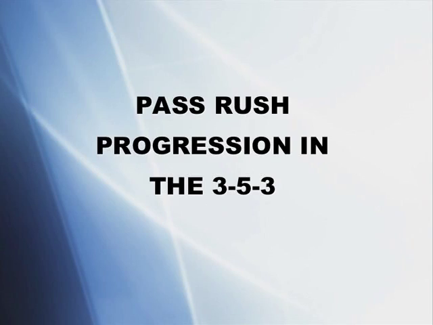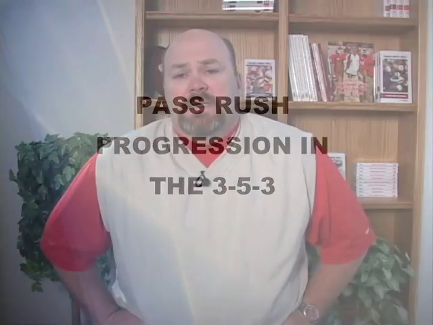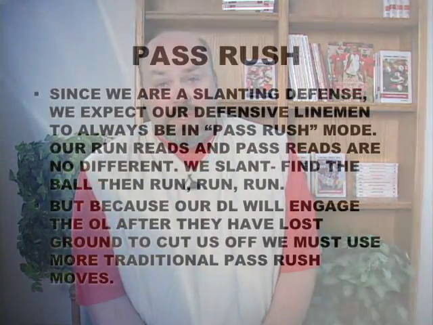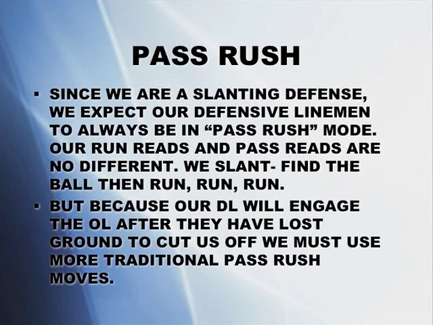in the 3-5-3. Now, since we're a slanting defense, we always expect our defensive linemen to be in pass rush mode. Our run reads and our pass reads really are no different. We slant, find the football, and then run, run, run is what our kids hear us say. But because our DL will engage the offensive lineman after they have lost ground to cut us off, we must use more traditional pass rush moves.